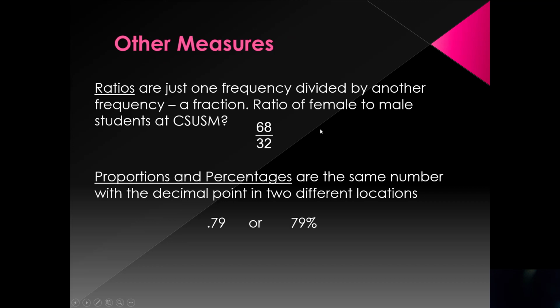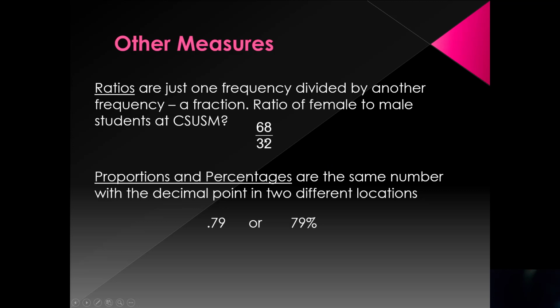Boom. A few other measures of dispersion, or just measures, ratios, are going to be on the midterm. It's just one frequency divided by another frequency. Like the ratio of female to male students at CSUSM: the percentage of female students is 68, and the percentage of male students is 32. So all you need is this fraction, except, you remember from grade school, what can you do with fractions? You can reduce them. So I may give you this fraction on the midterm, or I may give you a fraction that is reduced all the way down.